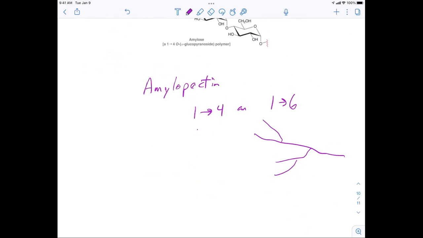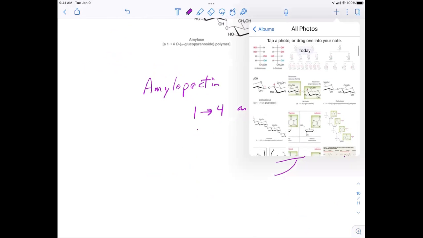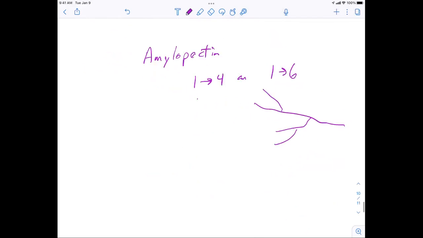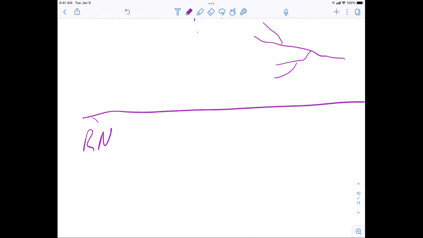Okay. Questions about these polysaccharides? I think that was the only ones I had pulled out to show you. Okay. So let's take a look at RNA and DNA.